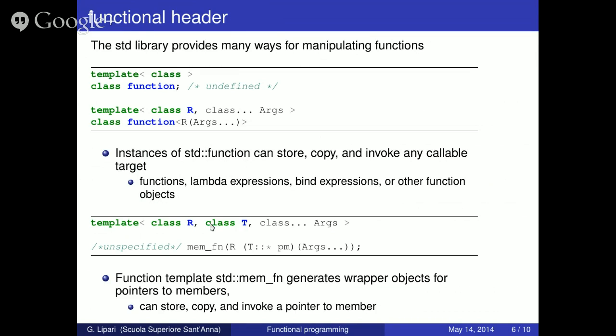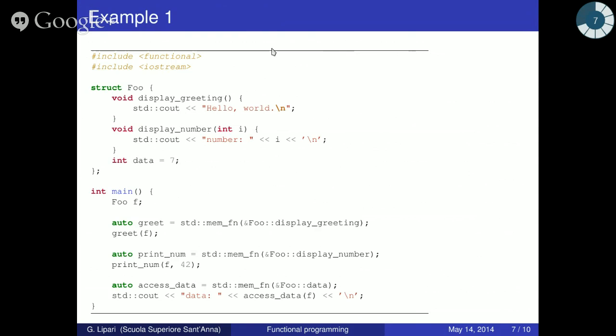And you have something similar that is called mem_fn, which works for member functions or member data of any class. So it's a wrapper for members. Okay, let's see one example here. For example, this is how to wrap members of a class foo. You have a function display greeting, a function display number, and a data member data. And you can write auto greet = std::mem_fn(&foo::display_greeting).